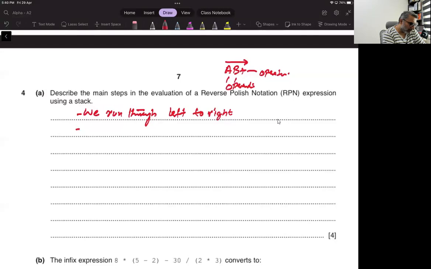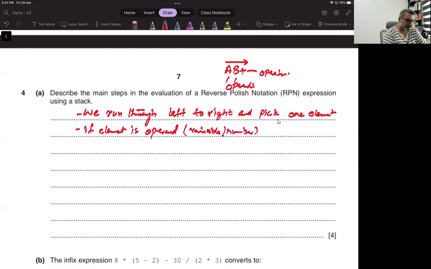Okay, so if we run through left to right and pick one element, if the element is an operand, and an operand might be a variable or a number, then we push it to the stack.